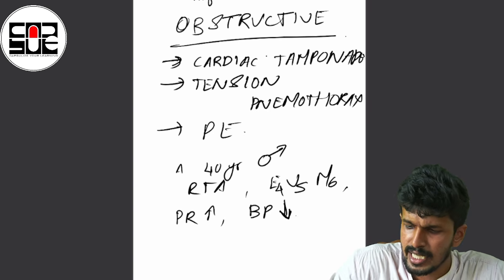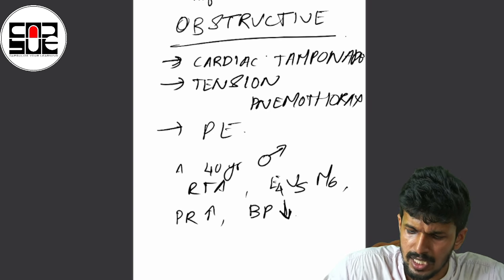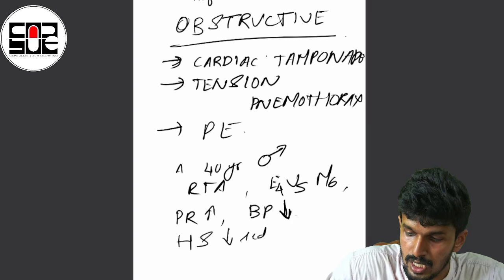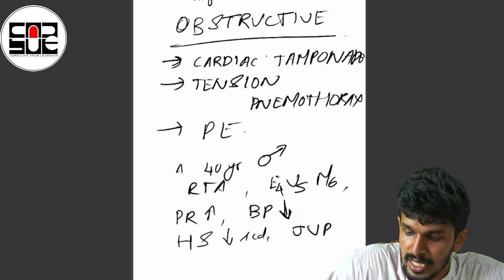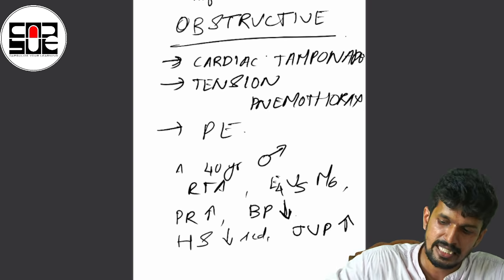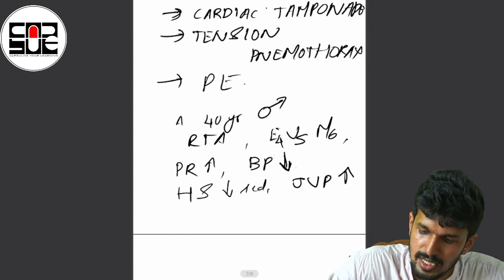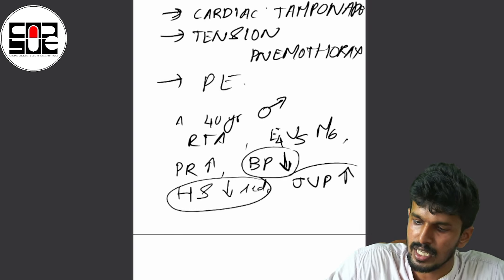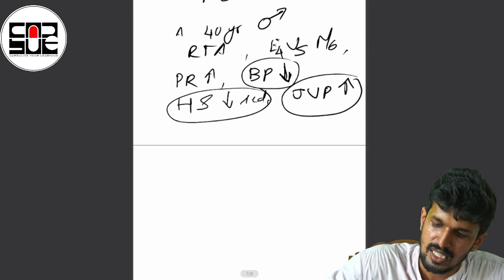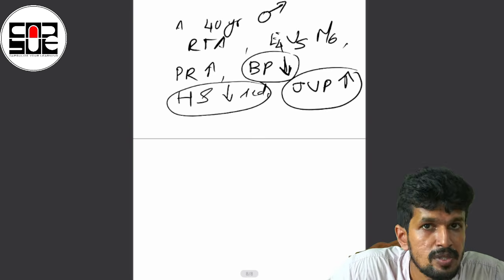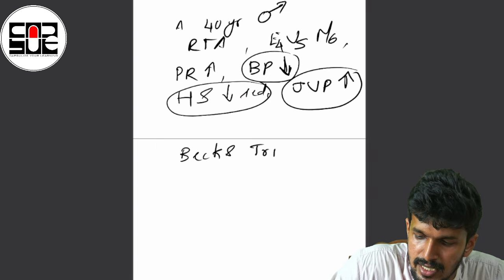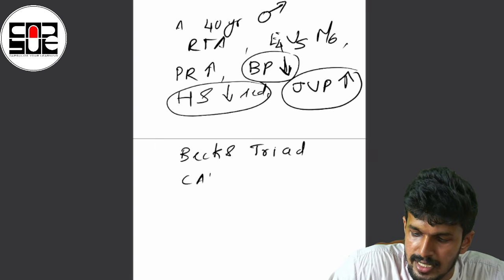On further clinical examination, you notice that the patient's heart sounds are reduced and his JVP is elevated. A typical clinical scenario, that is hypotension, muffled heart sounds, raised JVP. In this case, what do you suspect? This is the Beck's triad. Beck's triad is suggestive of cardiac tamponade.